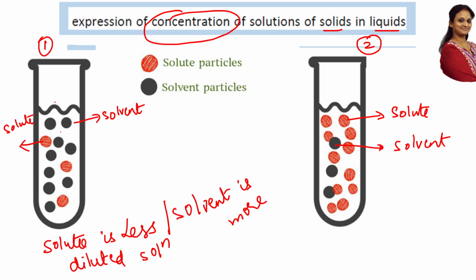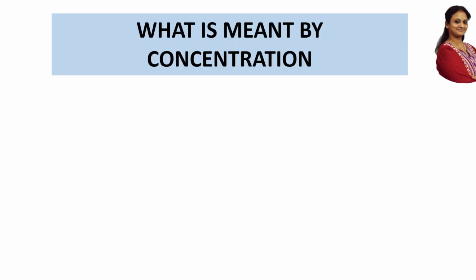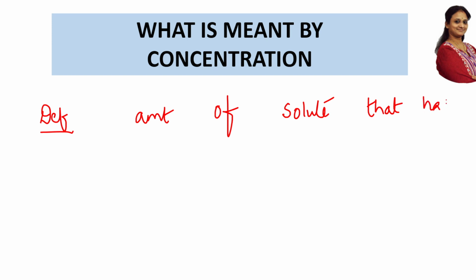Concentration, if I have to write the definition, is the amount of solute dissolved in a given amount of solvent. Now, this given amount of solvent was less in the earlier case and more in the next case. How should we define it? Normally, the amount of solute dissolved, we study in terms of two things.